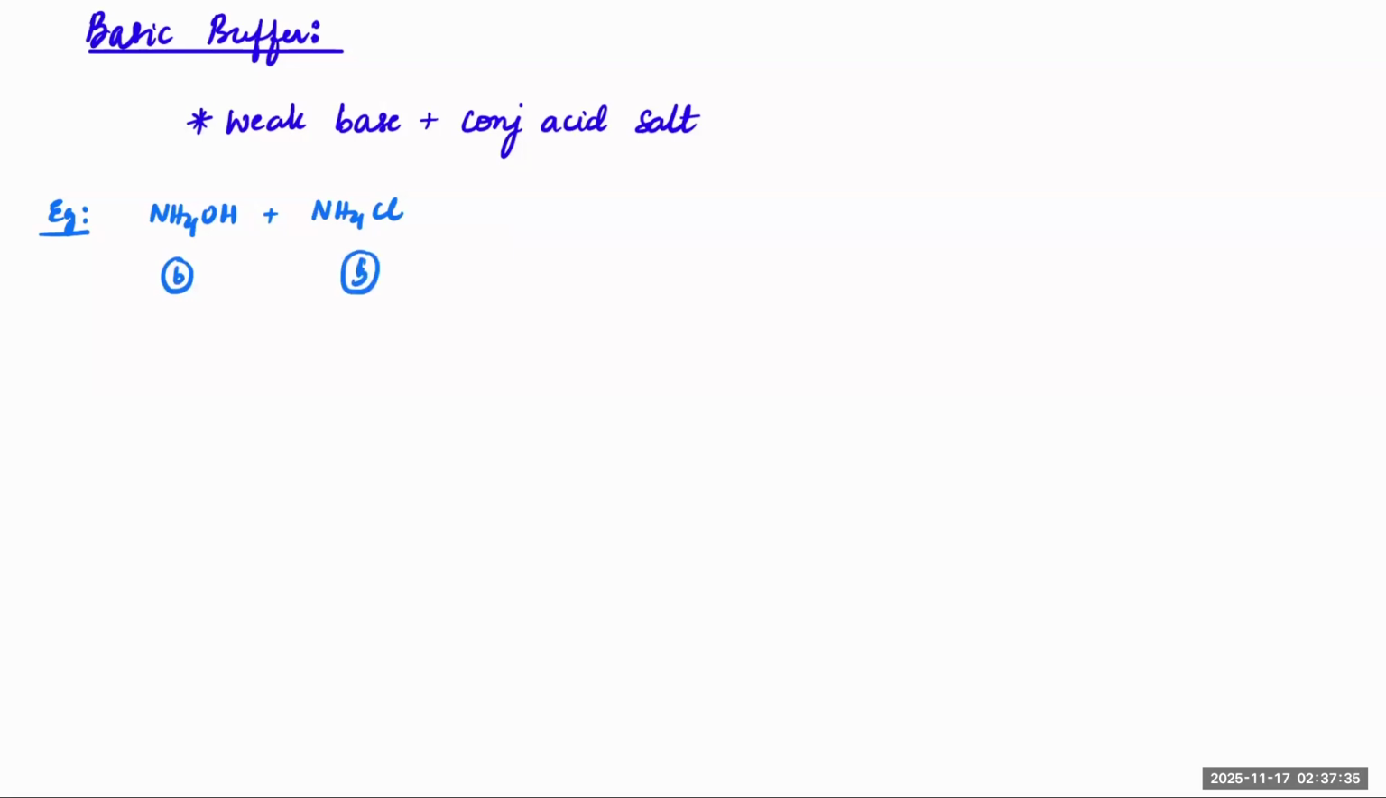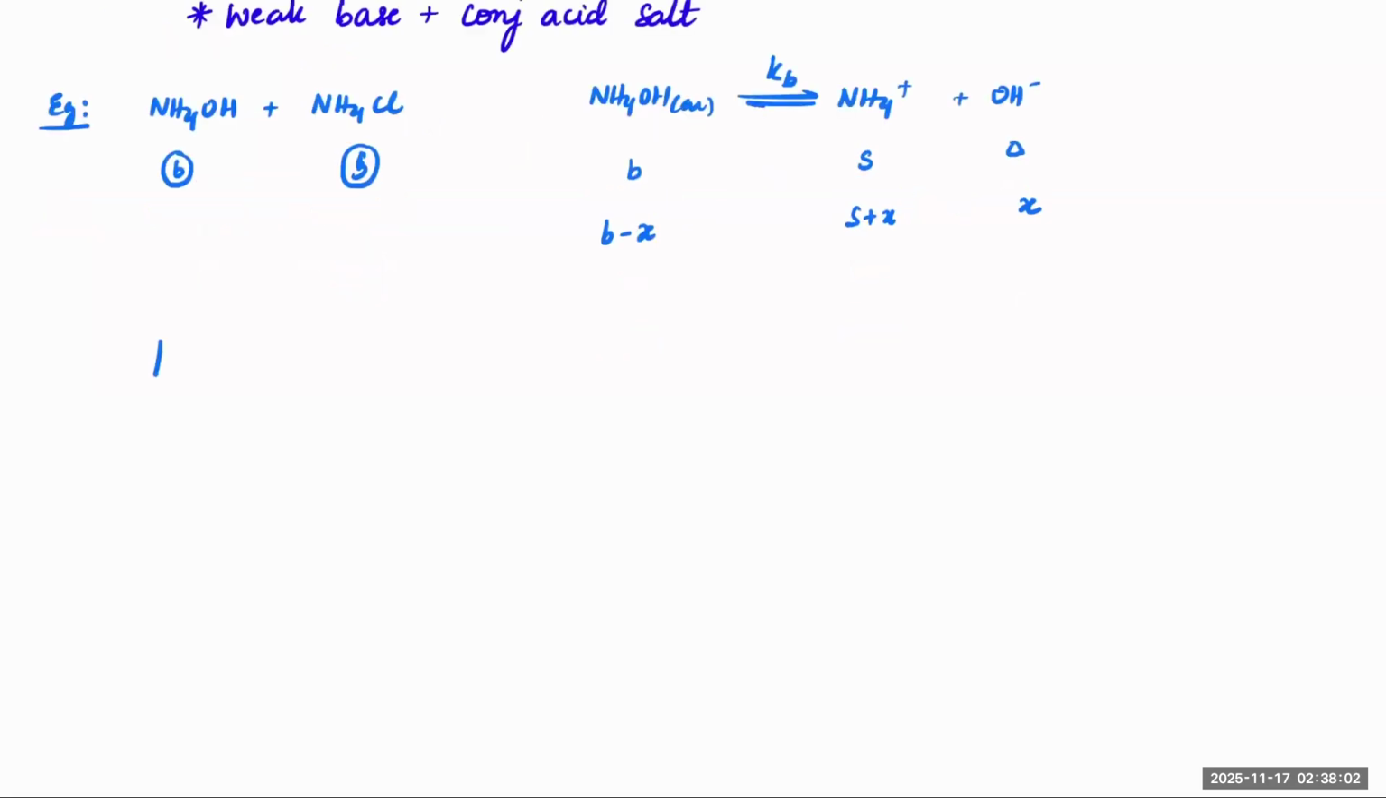The equations will be very similar to what we have worked out for acid buffer. That is, we will have NH4 plus and OH minus maintained at equilibrium with Kb. If this is B, this is S and 0, so this will become B minus X, S plus X and X. Same logic, you will get OH minus concentration is equal to Kb multiplied by NH4OH divided by NH4 plus.